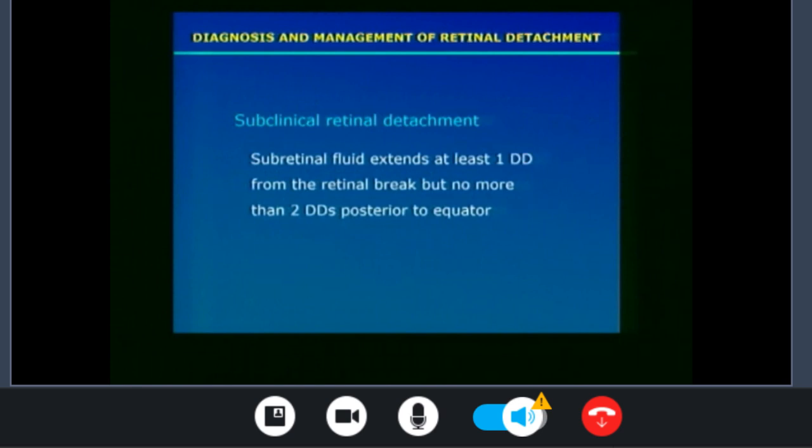So what is the definition of subclinical retinal detachment? It means subretinal fluid extending at least 1 disc diameter from the retinal break, but no more than 2 disc diameters posterior to the equator. Why is it called subclinical? The patient is not aware of it. There is no visual field defect.